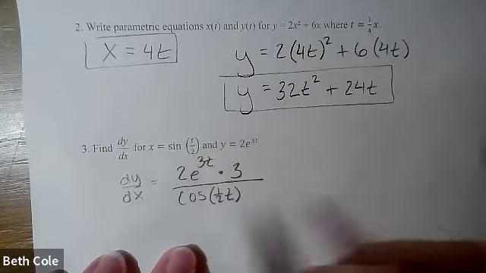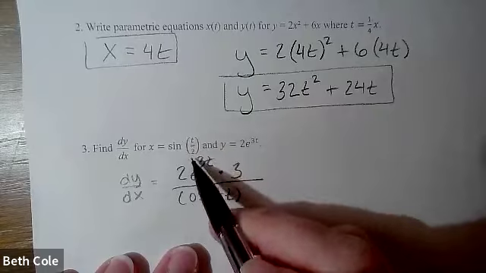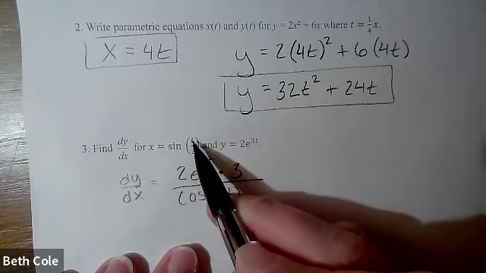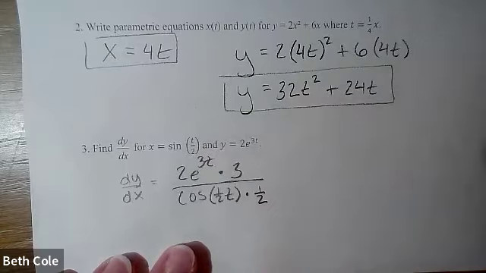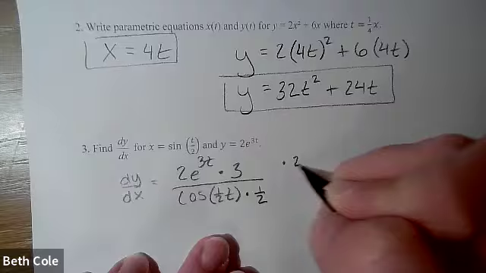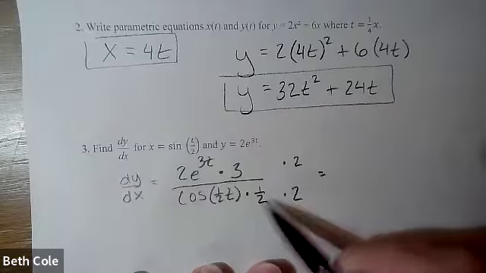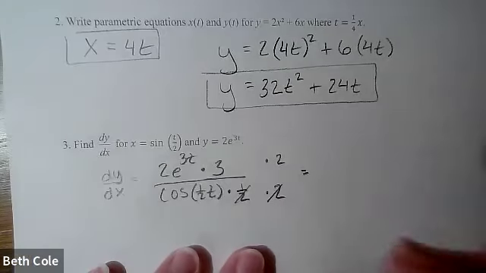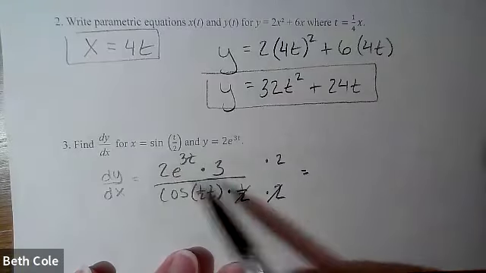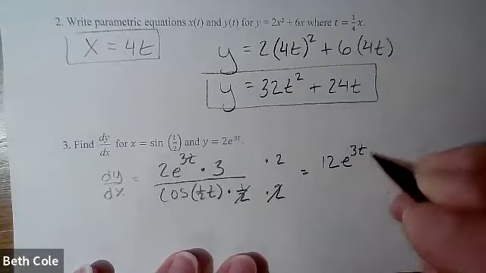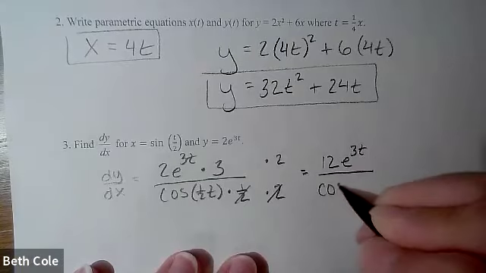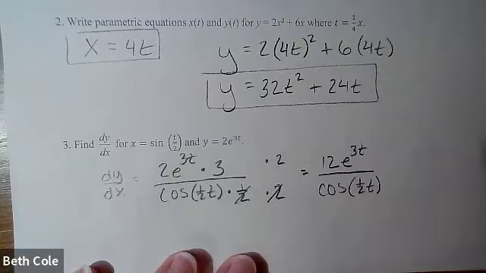I strongly suggest that. It always throws everybody off when it looks like that. If you have a t over 2, write it as 1/2 t, or if you have a t over 3, write it as 1/3 t. And then you can see that your chain rule is going to be to chain on that 1/2. To clean that up a little bit, I would multiply both the numerator and the denominator by 2, so that you do not have a fraction inside of a fraction. Up here, we've got 2 times 3 is 6, times 2 is 12, e to the power 3t, and then over cosine of 1/2 t.